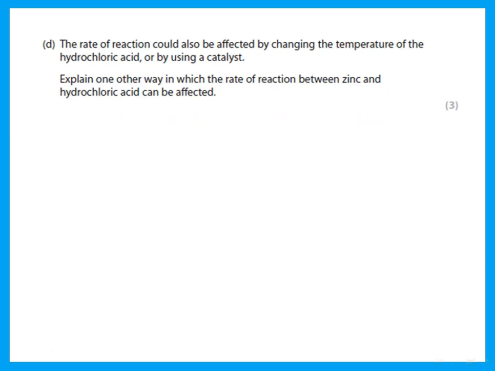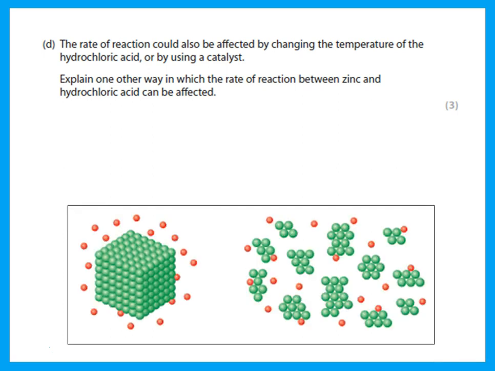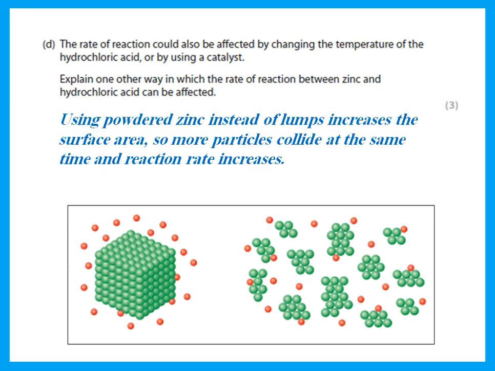The rate of reaction could also be affected by changing the temperature or by using catalysts. Explain one other way in which the rate between zinc and hydrochloric acid can be affected. So he already mentioned temperature, concentration, and catalyst. What else can we do? Remember, it is increasing the surface area. Instead of using a big piece of zinc, I use small pieces of zinc. So using powdered zinc, for example, instead of lumps, increases the surface area, more particles collide at the same time, and this increases the rate.